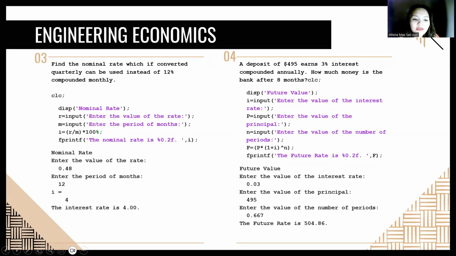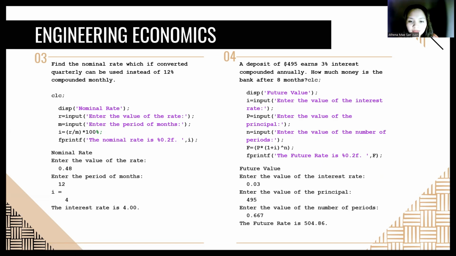The third one is find the nominal rate, which is converted quarterly and be used instead of 12% compounded monthly. The required is nominal rate. So we need the value of the rate and the period of months. Using that formula, again, this one, the value of rate is 0.48 and the period of months is equals to 12. So the interest rate is equals to 12.